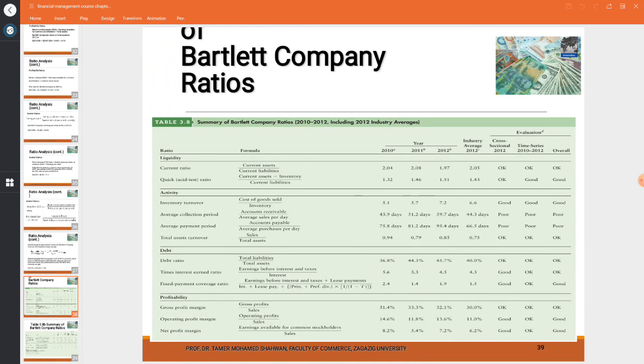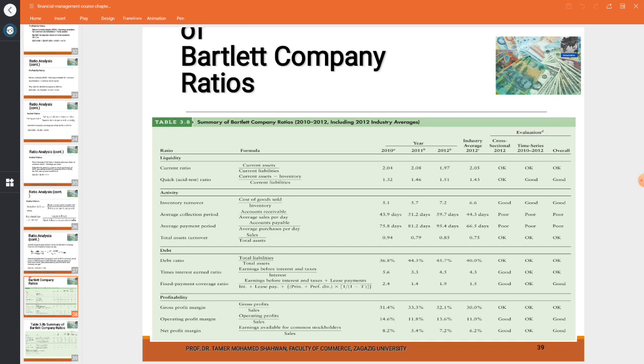Assessing it in 2011, it is 2.08. Assessing it in 2012, it is 1.97. Okay. Then, studying this, we will see that there is a decrease in the size of liquidity. But when I compare it with the industry average at a specific point of time, we found that it is 2.05, and it is almost near the industry average. In this case, we could say it's okay.